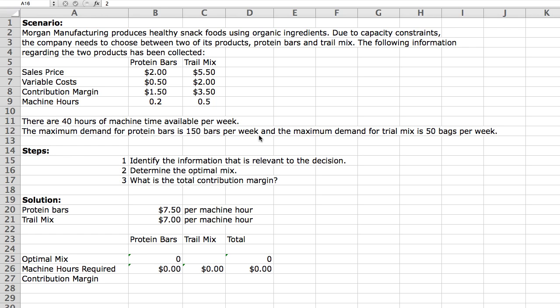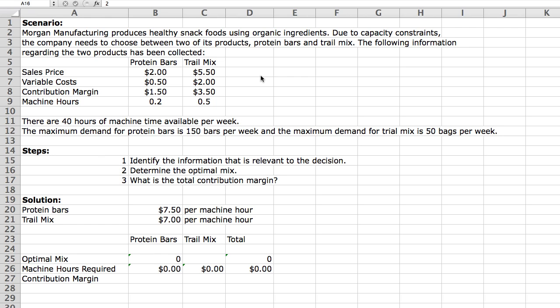Now, many of you might think if the sales price for trail mix is higher, then surely that would make it the ideal candidate because you can sell it for a higher price. But there are other factors that you should take into account to really ensure that you're determining the best mix.